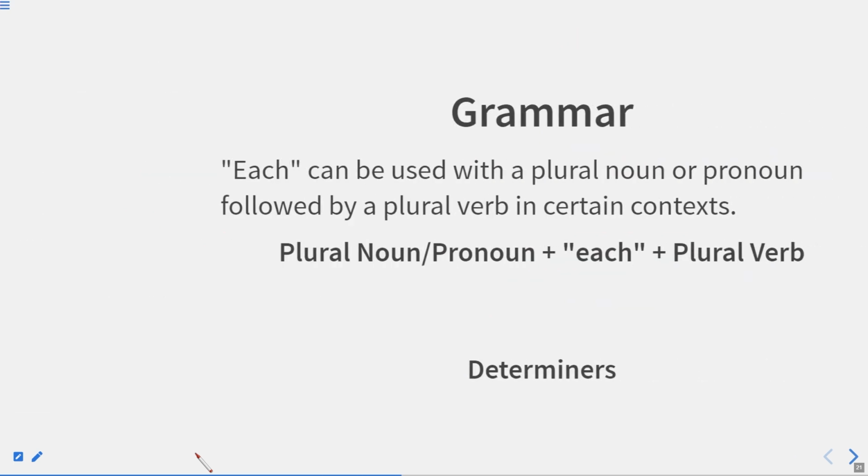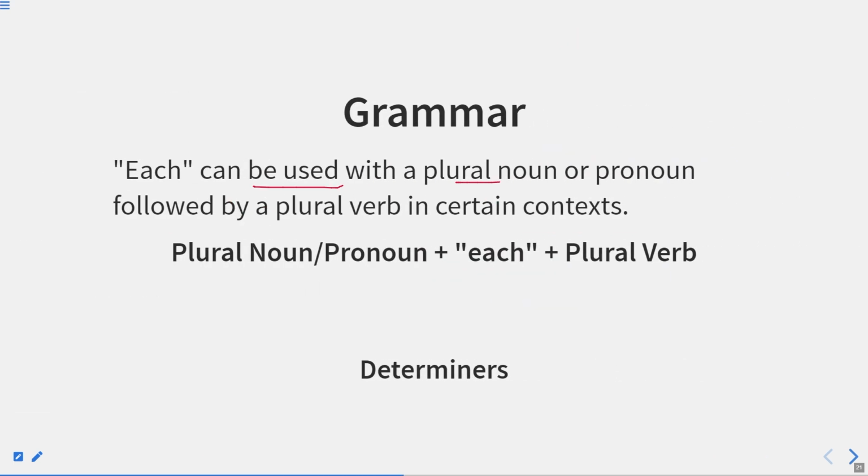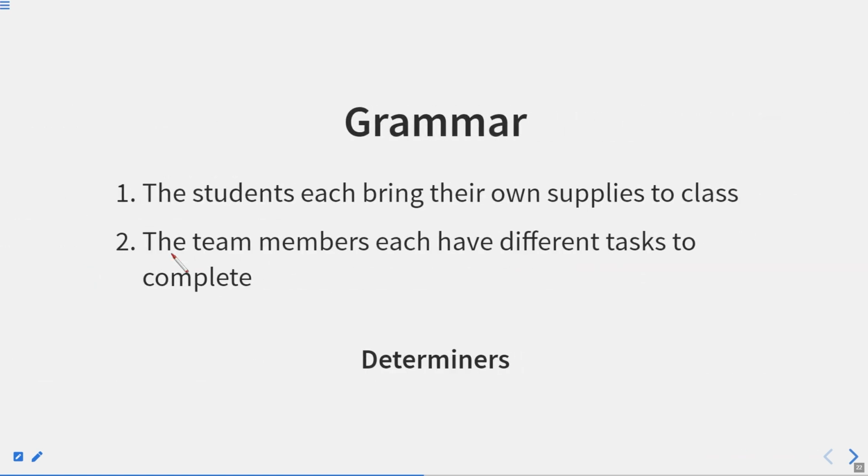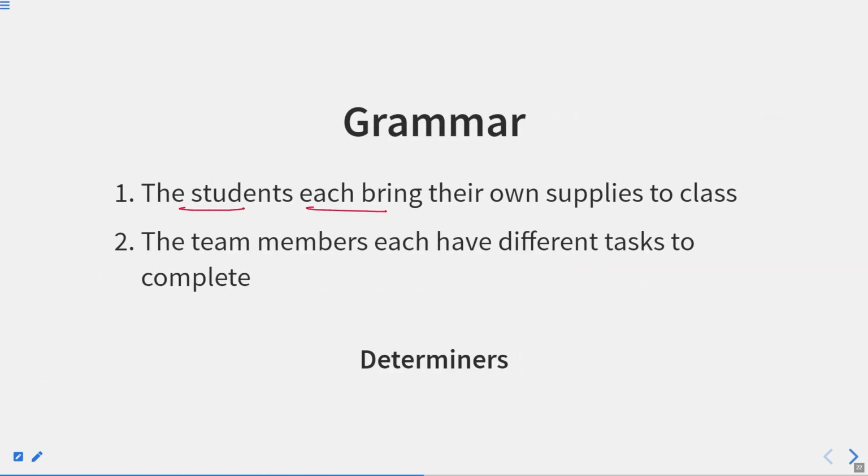Now let us move to the next one. Each can be used with a plural noun or pronoun followed by a plural verb in certain contexts. Plural noun or pronoun plus the word each, and then we have a plural verb. So this structure is very, very important. We should keep this in mind. Now let us get back to the sentence. The students each bring their own supplies to class. Now the students is a plural noun. After that we have each, and after that we have bring, which is a plural verb.